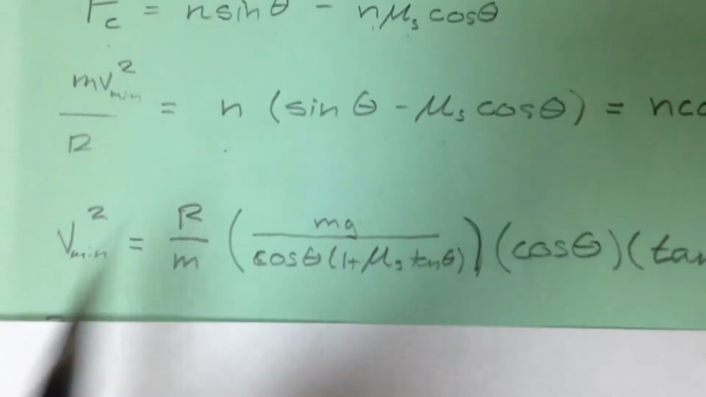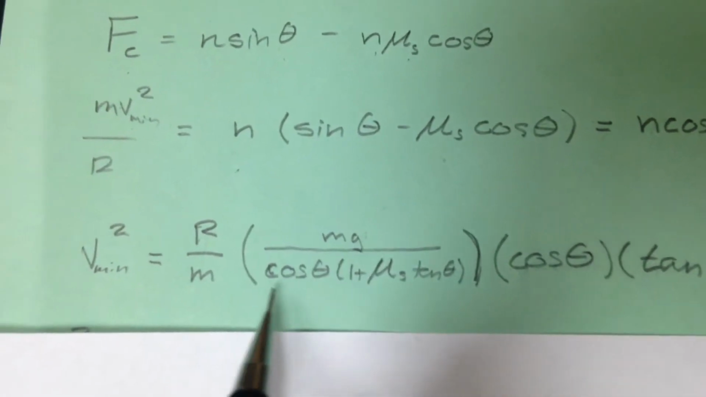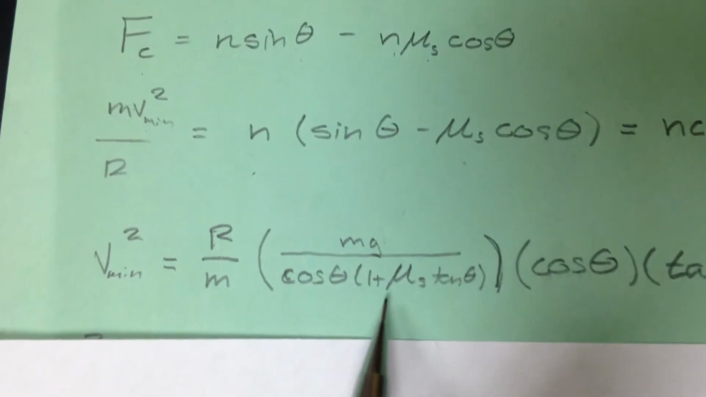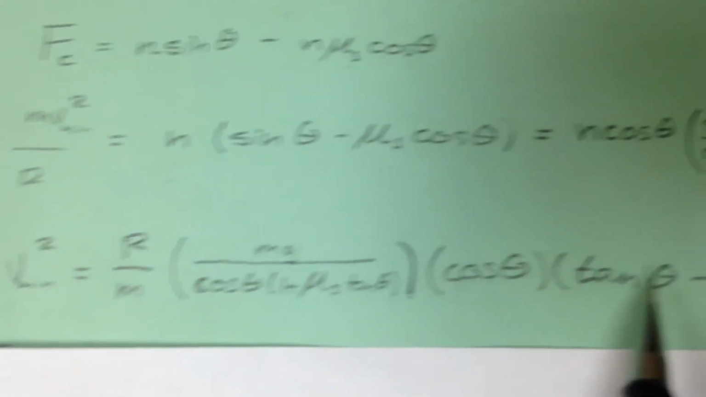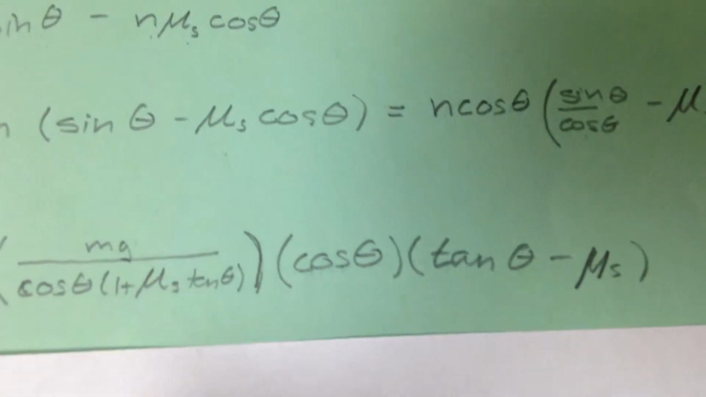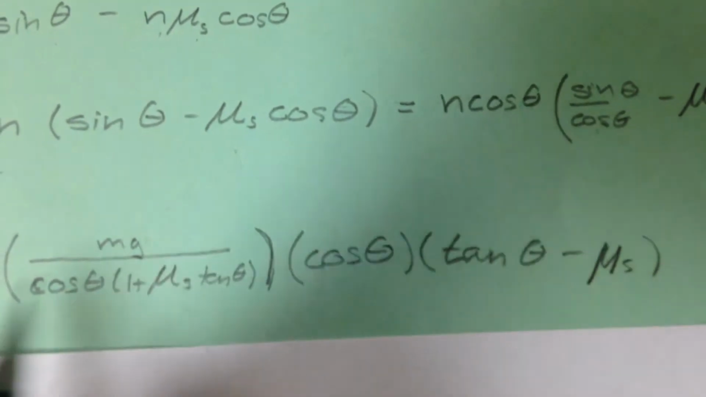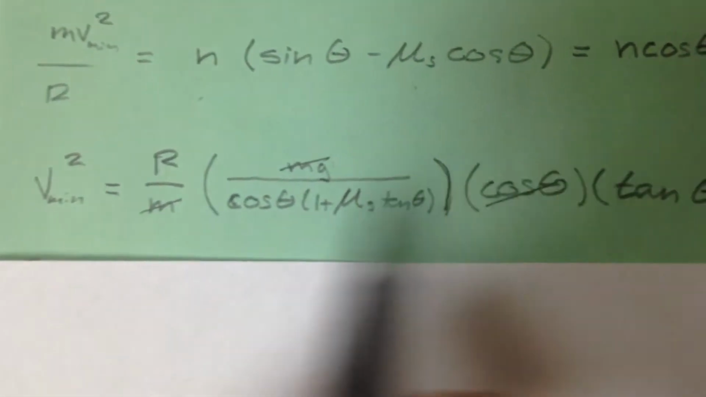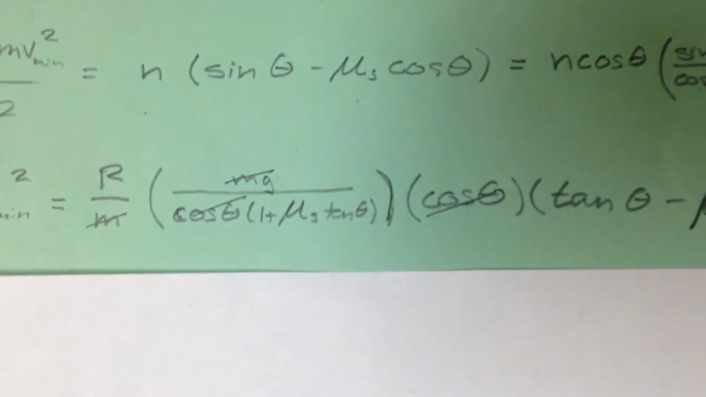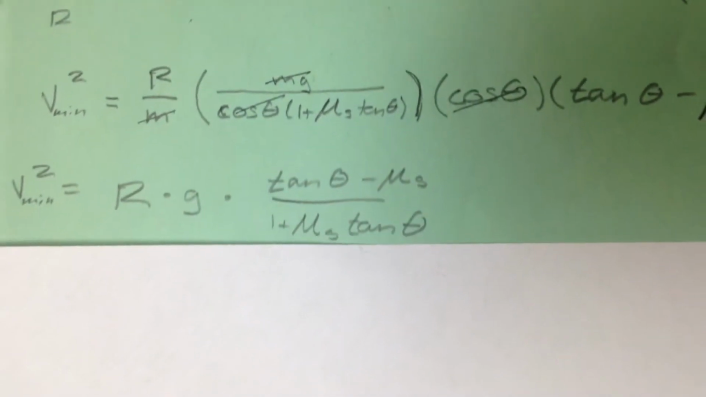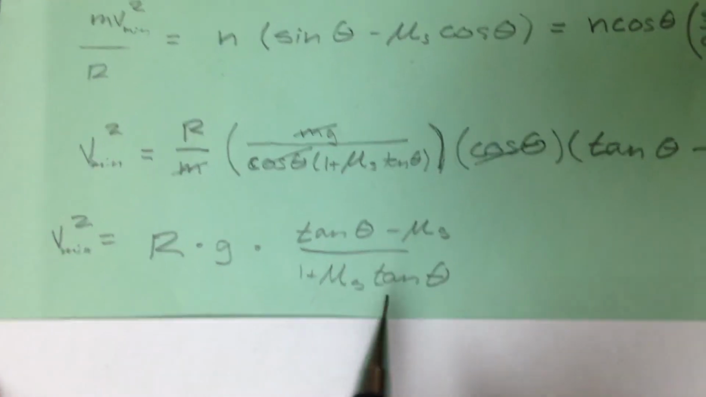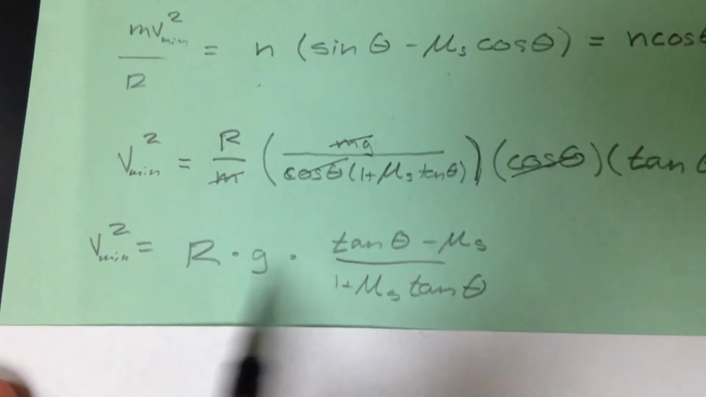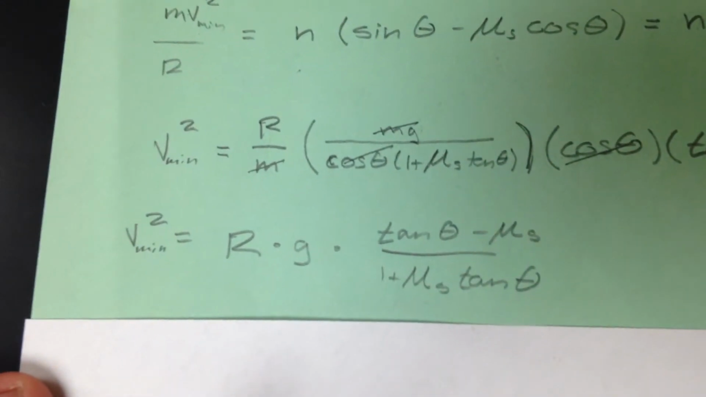Now, N we already solved for. We found that it was equal to mg over cosine theta, parenthesis, 1 plus mu s tan theta. We factored out the cosine of theta here. Now to simplify the equation, V squared is equal to r times g times the fraction tan theta minus mu s over 1 plus mu s tan theta.